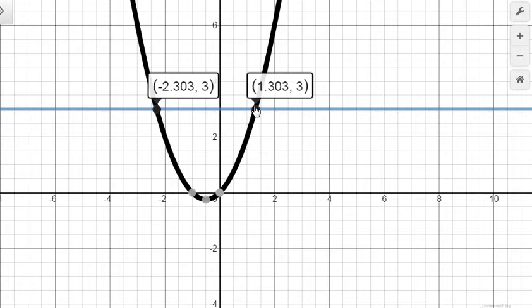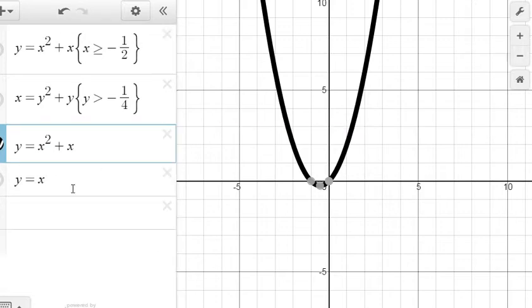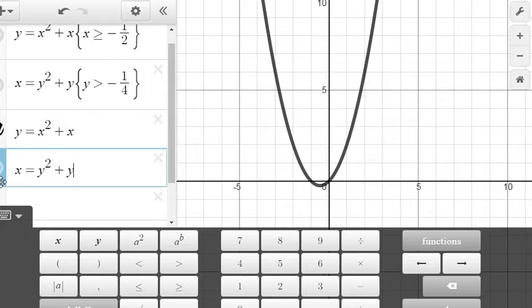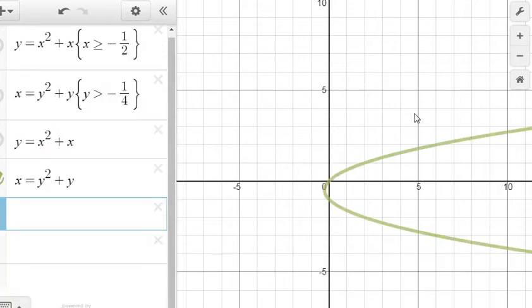So this would fail the horizontal line test. And what that tells me without even calculating things is that the inverse is going to fail the vertical line test. So if I do x equals y squared plus y, we've seen this graph before, we know that this graph is going to fail the vertical line test, and it does. So it's nice if you have a one-to-one function because your graphs and your inverses are going to be functions.